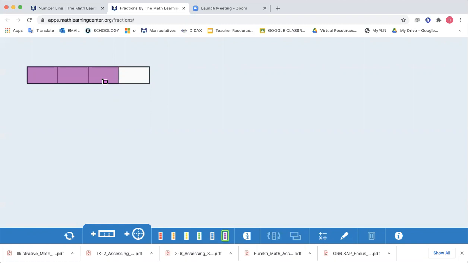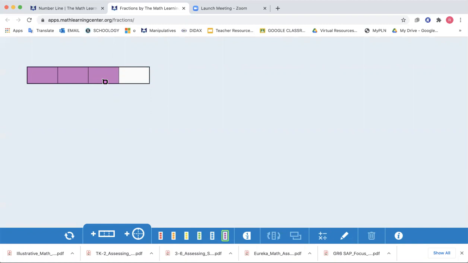First question I want to ask students is, how many equal parts do you see? I'm going to give them some time to think and maybe use a waterfall strategy to share whole class. And I'm expecting four, right?